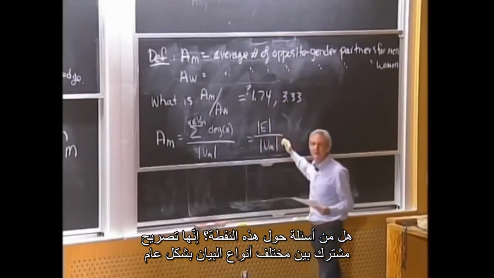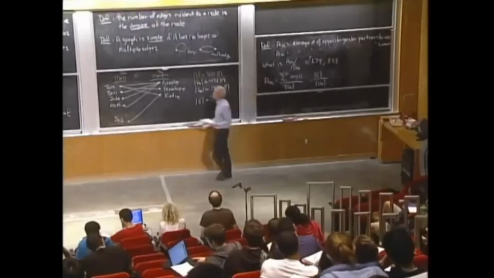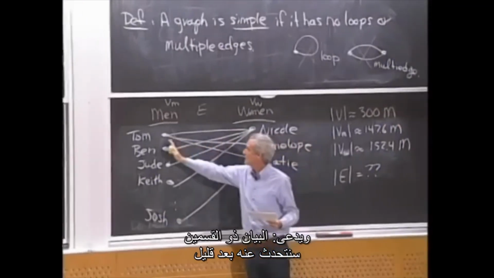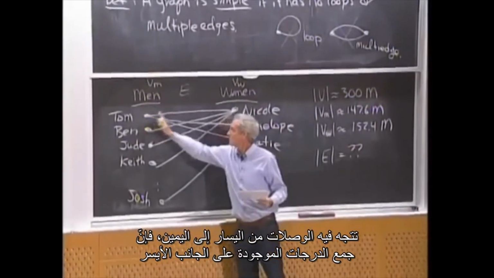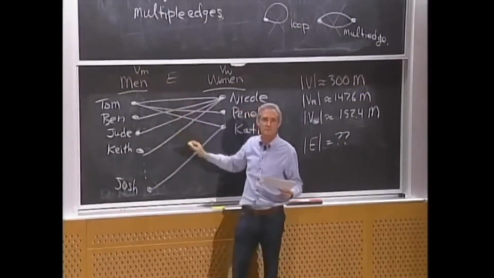Any questions about that? Because this is an important statement about graphs in general. When I have a graph like this, which is called a bipartite graph, we'll talk about more a little bit, where the edges go from the left to the right, if I sum the degrees on the left, I'm just counting the number of edges.